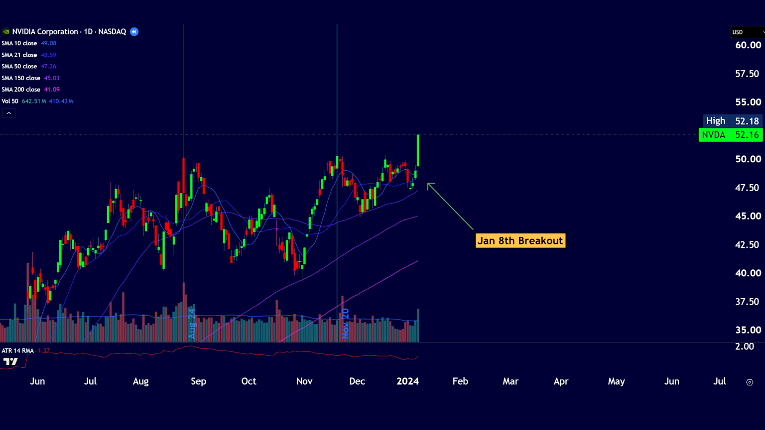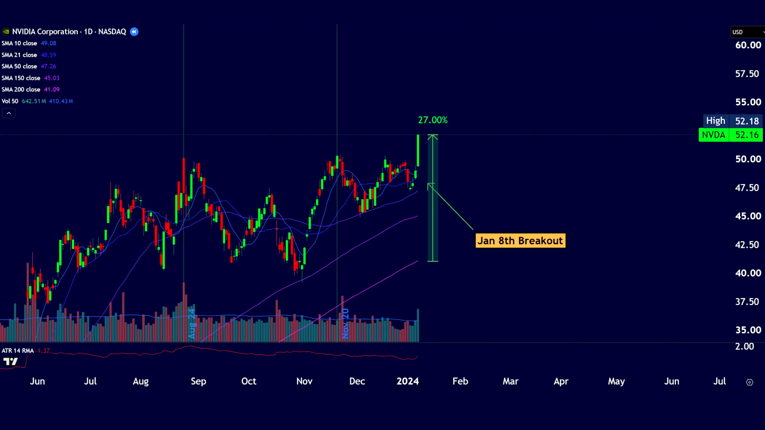Now run the trend template on breakout day, January 8th. Every moving average stacked in order, 10 through 200. Price 27% above the 200-day, which was rising. Every box checked. Numbers are on screen.